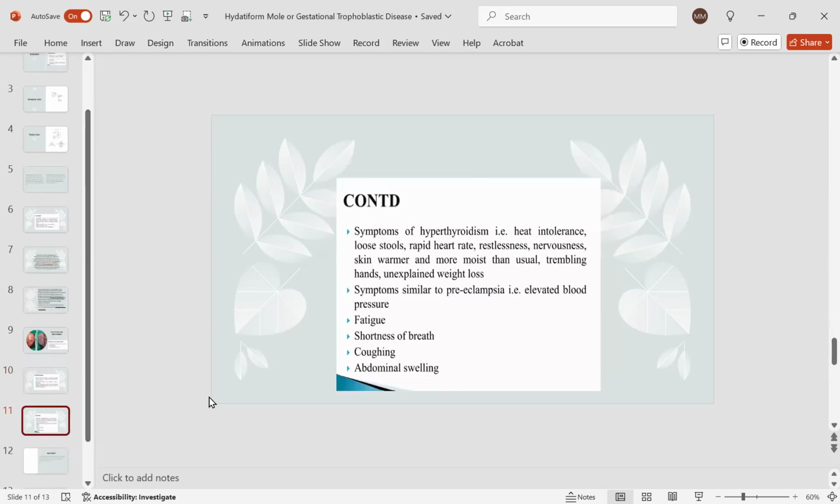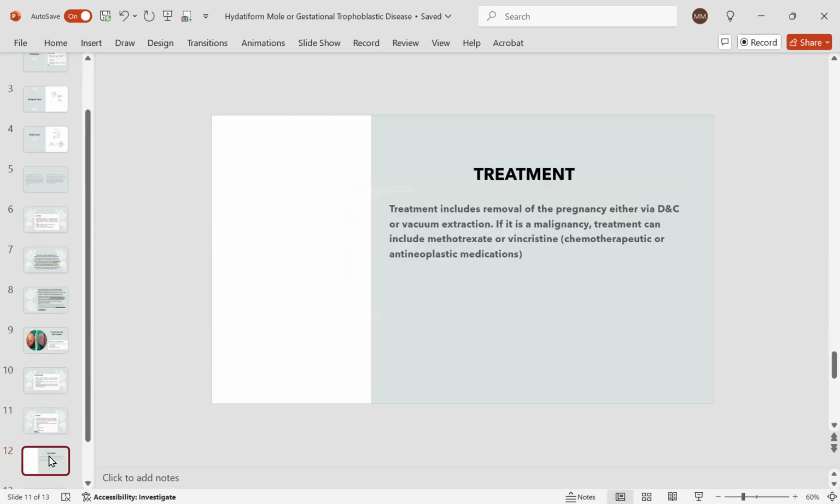And also the other symptoms would be symptoms of hyperthyroidism, like heat intolerance. They're always hot, diarrhea, tachycardia, restlessness, nervousness, warm skin, kind of clammy, sweaty, tremors, weight loss, right? All symptoms of hyperthyroidism, and symptoms of preeclampsia, like hypertension. There can be fatigue, shortness of breath, coughing, and the abdomen will swell as if the woman is pregnant. So it looks like a pregnancy from the outside, except with all these weird, bizarro symptoms.